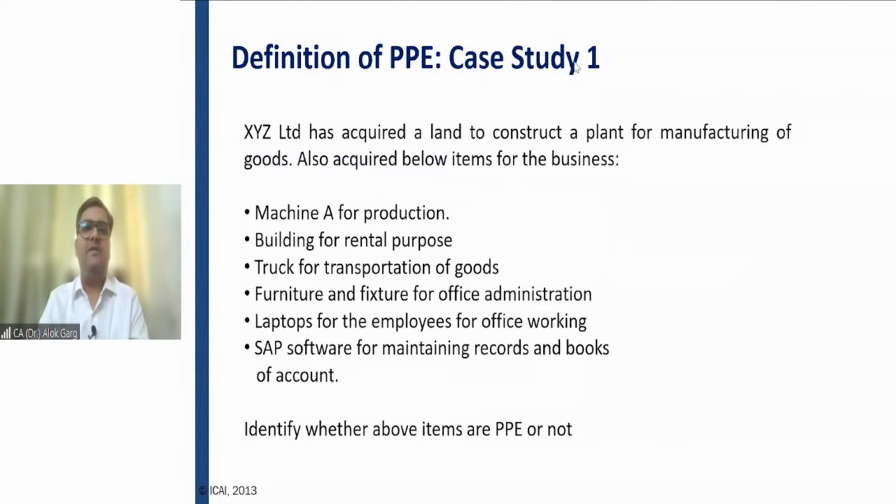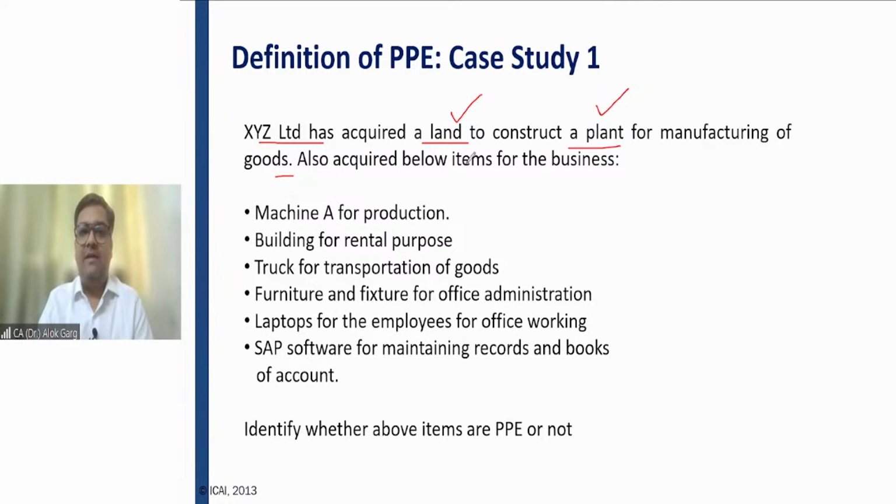XYZ Limited. Let's quickly do this case study. XYZ Limited has acquired a land to construct a plant for manufacturing of goods. So they have acquired a land to construct a factory. This land is not for earning rental. This land is for construction of a factory. Whether this land is PPE, you need to tell me.